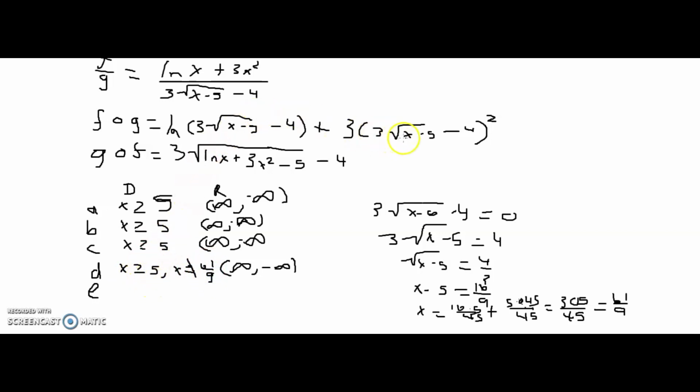And then over here, again, the square root, it means x cannot be less than 5. Everything else should pretty much be taken care of, though. The domain for this one is that x must be greater than 61/9, because if x is equal to 61/9, then this whole thing is 0, which is undefined. Anyways, back to the range part.